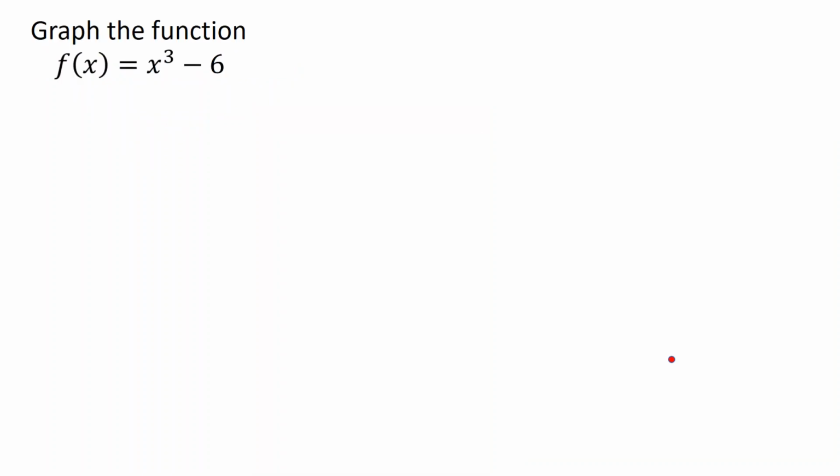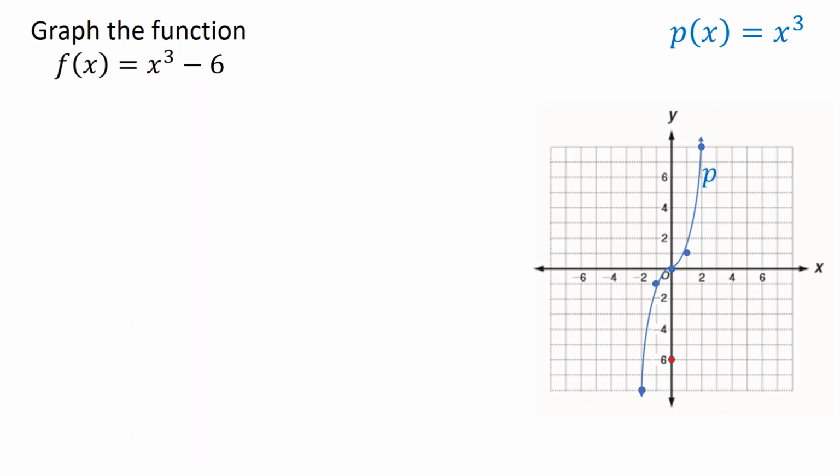It says graph the function. So the first thing we want to do is take a look at this, and we can see that there is an x to the third power. So we see that that's going to be our parent function. So let's graph our parent function first, and we just did that. So here's our parent function. Let's label that P. All right, so now it just says take our parent function, and it says minus 6.